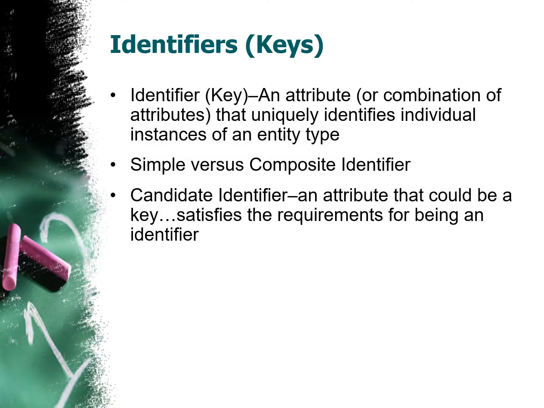Now you have identifiers. These are your primary keys and foreign keys. Identifier, it says here, is an attribute or a combination of attributes that uniquely identifies individual instances of an entity type. The individual instances represent your individual records in your table. So each record must be identified with a primary key.